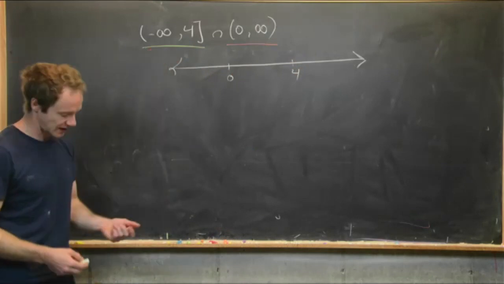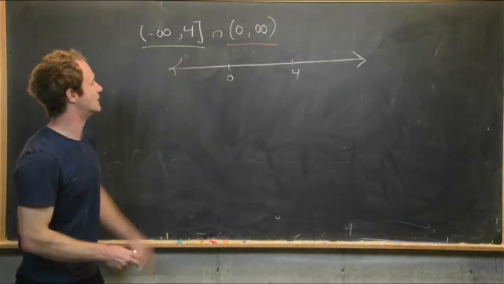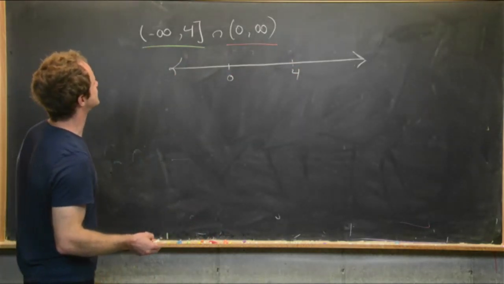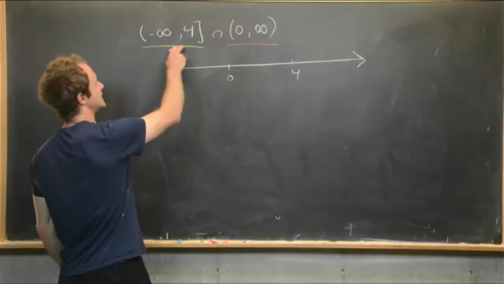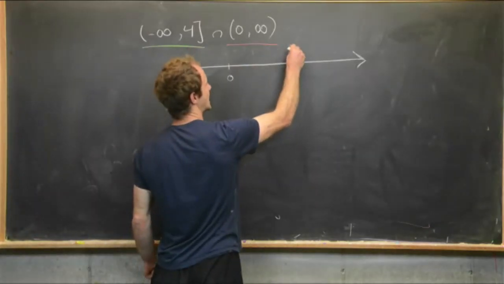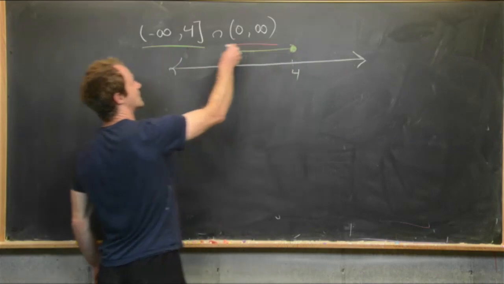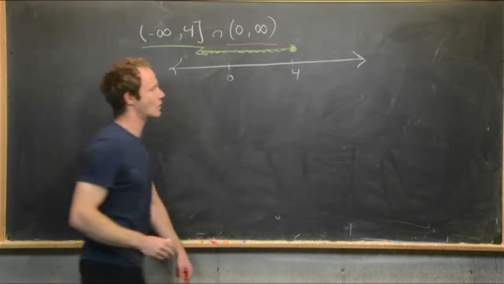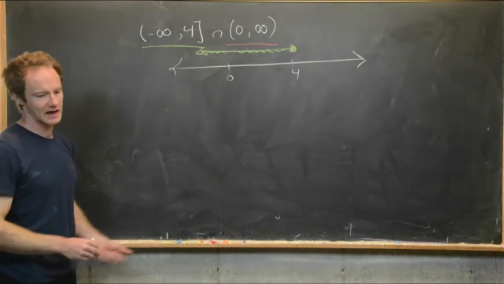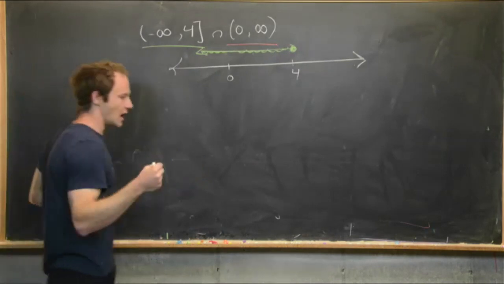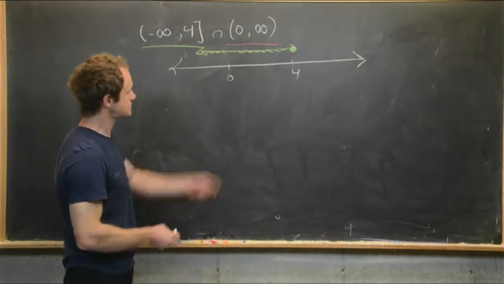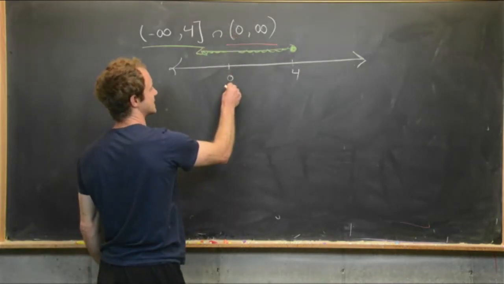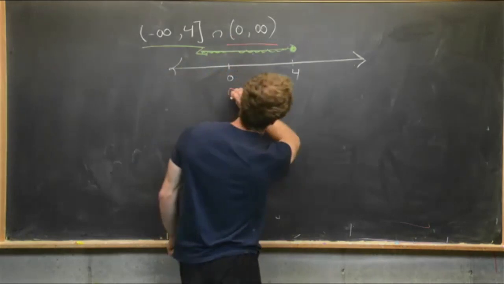Now let's graph this green one. Maybe I'll do that above the number line just to leave myself some room. This green one is going to be everything from negative infinity to 4. So I'll shade in 4 and then shade backwards, so it's everything less than or equal to 4, upper bounded at 4. And for the other one, it says not to include 0 because of the parentheses there. So we'll put an open circle and then everything bigger.